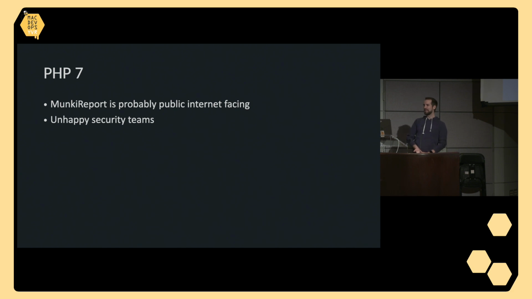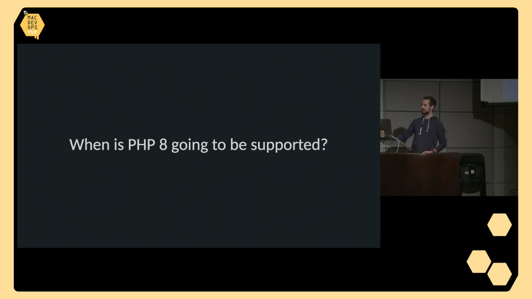MunkiReport is probably public facing on many instances across the world. And so you have unhappy security teams because not only are you pushing out an end-of-life Python, you're requiring them to run an end-of-life PHP on the public internet. This is bad. So, when is PHP 8 going to be supported?